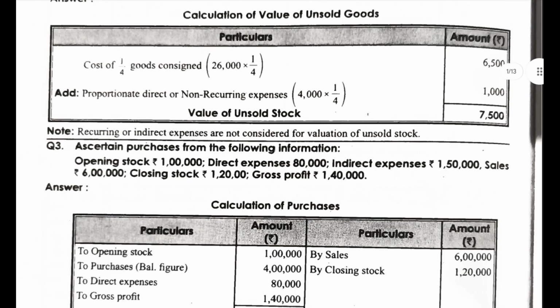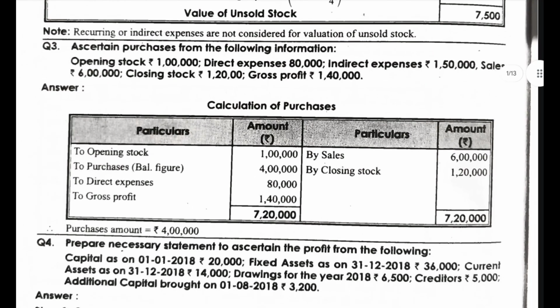It's clear, no? Now the next question we'll see: ascertain purchases from the following information. Here some information is given: gross profit, trading account. You have to be perfect with the trading account if this type of question is given to you. In the first year we prepared the trading account, in the same way we have to prepare it, and we have to find the purchases in this problem. Opening stock is given as 1 lakh rupees, direct expenses 80,000, indirect expenses 1 lakh 50,000, sales 6 lakhs, and closing stock and gross profit are also given.